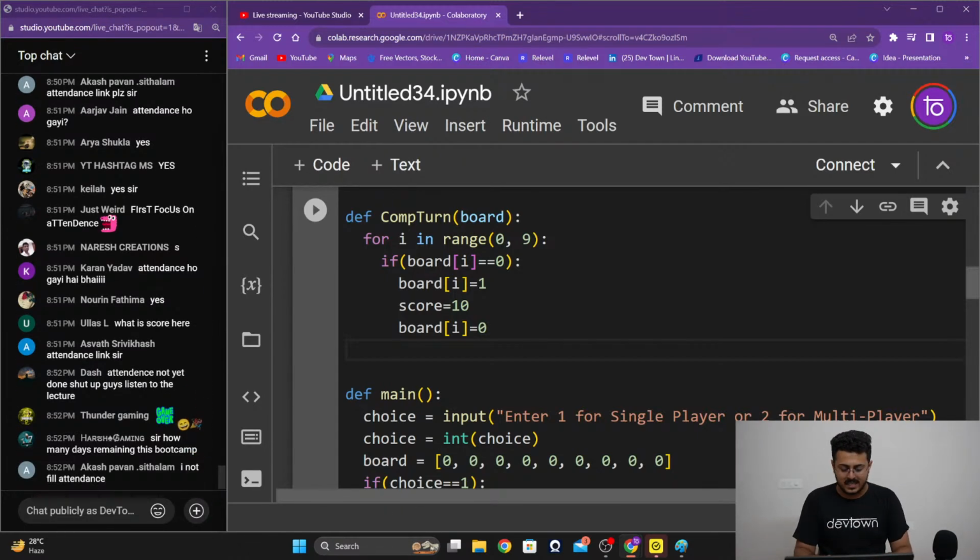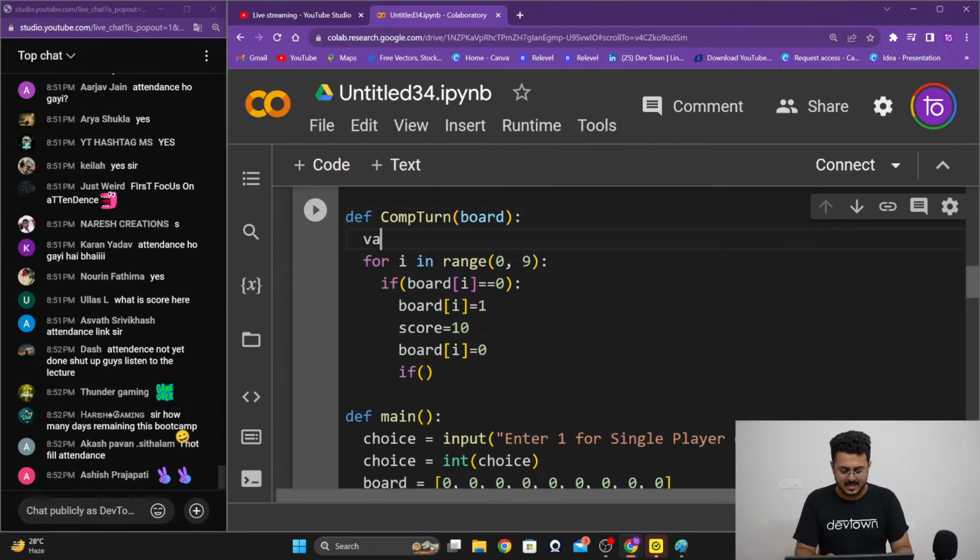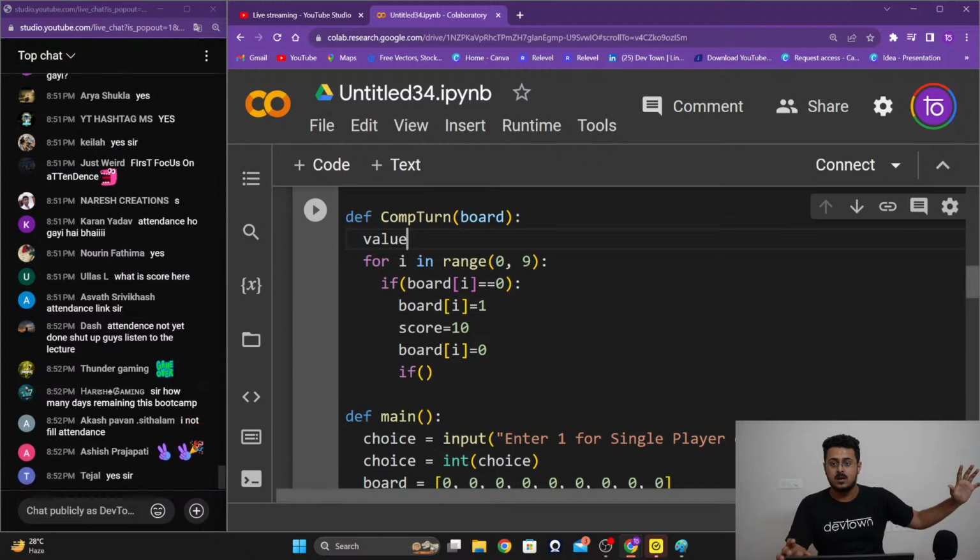So right over here, guys, if the current score is greater than a certain value, what I'm going to do is create a value variable. Now, what are the values of the score that are possible in this game, guys? Can somebody let me know? Think about it. We have seen the game tree, right? The min-max tree itself. Thinking about that, if this particular win happens, this will be the score.